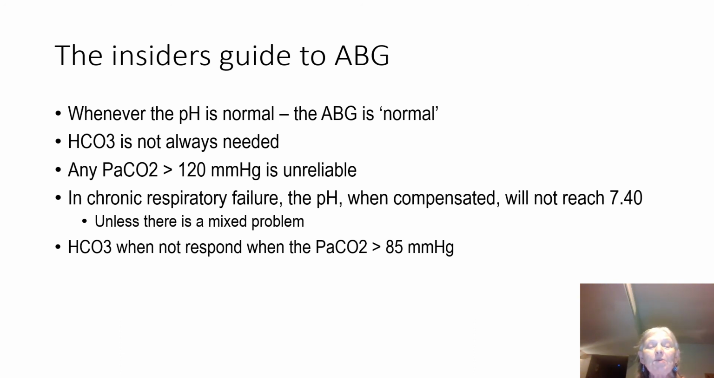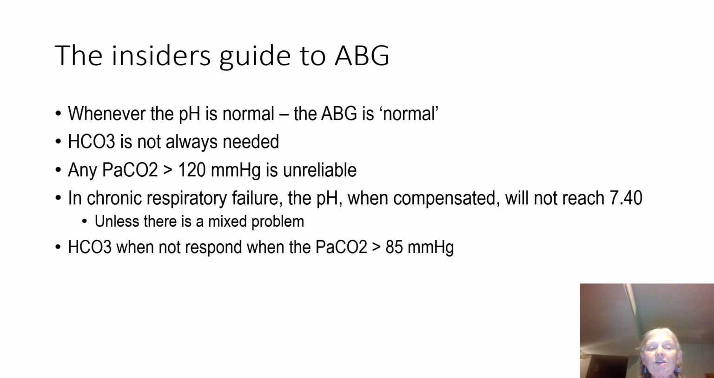In chronic respiratory failure, the pH, when compensated, will never reach 7.40. Remember I told you the top is 7.39. If you have a 7.40 with these patients, you have a mixed problem going on. You either have a respiratory acidosis, well, of course you would, a respiratory acidosis, but you're also going to have a metabolic alkalosis. And what they're doing is they're pulling and pushing at that particular point.